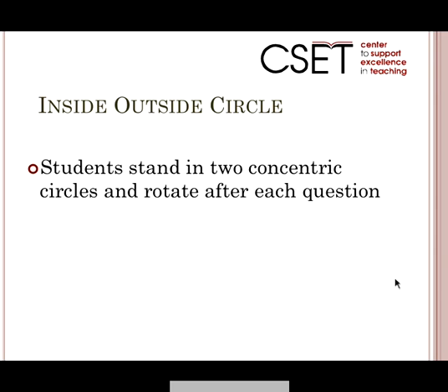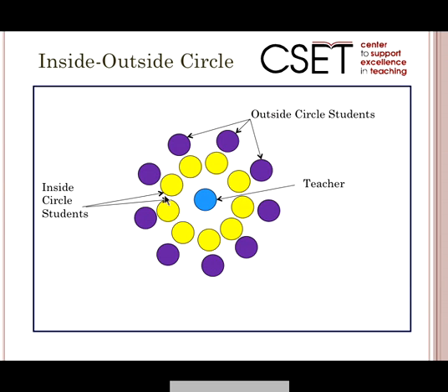Inside-outside circle is a fabulous strategy. Students stand in 2 concentric circles and rotate after each question. They're facing each other in this example. So the yellow is the inside circle facing the purple, and the purple are looking at the yellow. The teacher's in the middle, and I don't think we have any questions on this, but I would suggest you all create questions and go outside. I think you all remember doing this. Going outside and writing and asking questions of the participants over what's been happening over the last 3 days, and they answer them, and it's just a real fun way of doing a review.